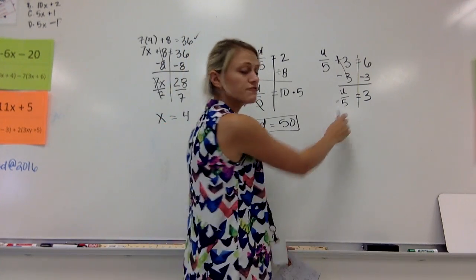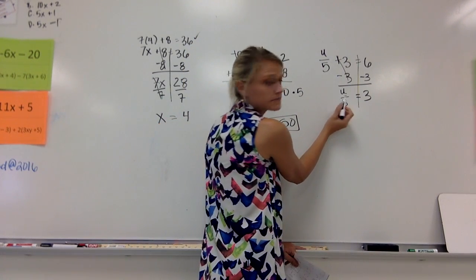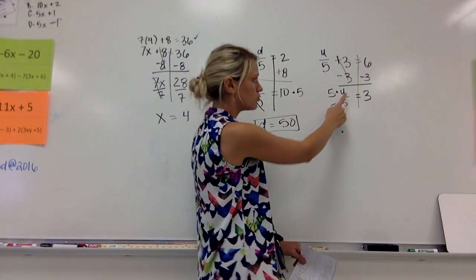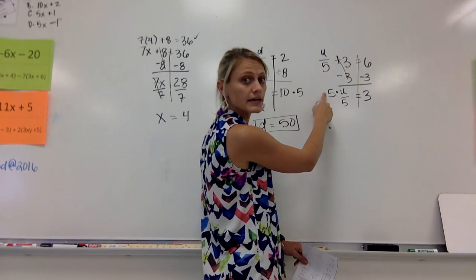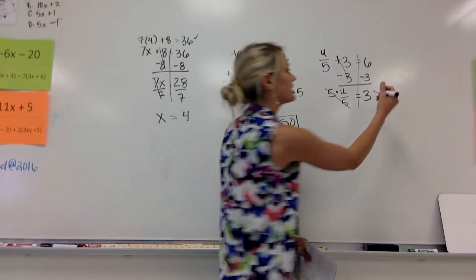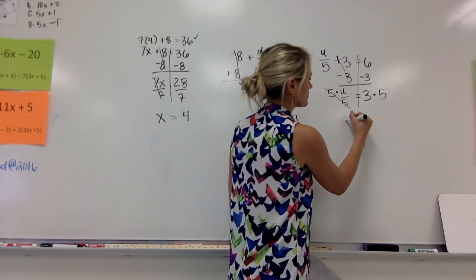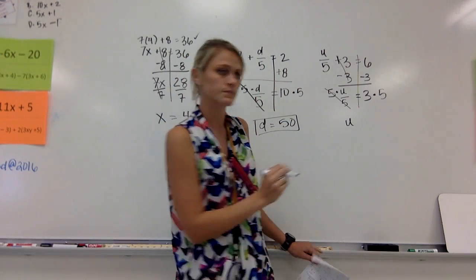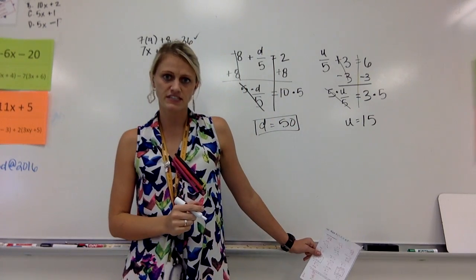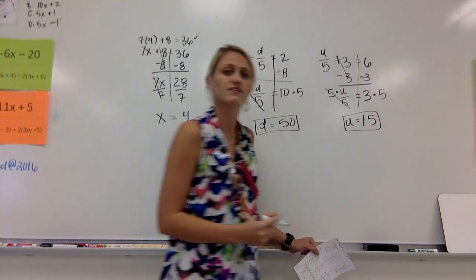Okay, so remember, this is u divided by 5. So in order to get rid of the 5, in order to cancel it out, I do the opposite of division, which is multiplication. So the u was divided by 5, so I'm going to multiply it so that I can get rid of those. But if I multiplied by 5 on this side, I have to do it on this side. So on the left over here, I'm left with u. Okay? 3 times 5 on this side is 15. So positive 3 times a positive 5 is a positive 15.